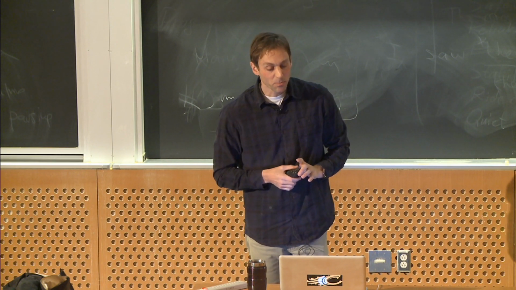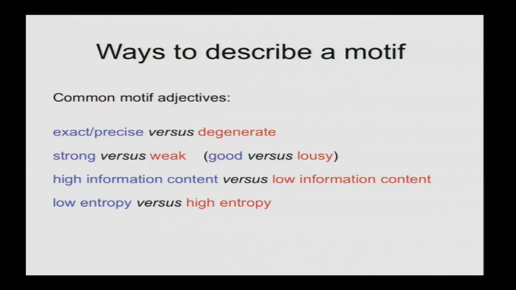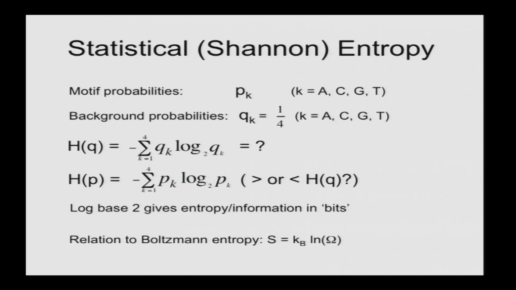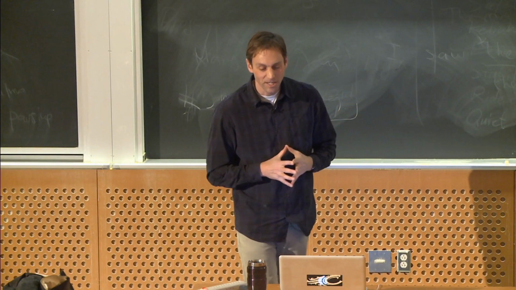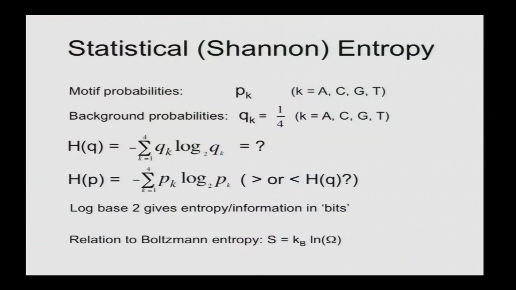If you want to try to make this precise, then the language of entropy and information offers additional terminology like high information content, low entropy, et cetera. So let's take a look at this as perhaps a more natural or more precise way of describing what we mean here. Imagine you have a motif. We're going to do a motif of length 1, just to keep the math super simple, but you'll see it easily generalizes. So you have probabilities of the 4 nucleotides that are pk, and you have background probabilities qk, and we're going to assume those are uniform.